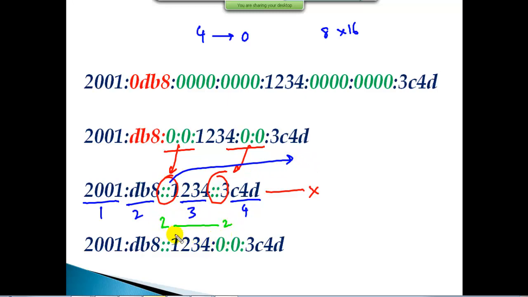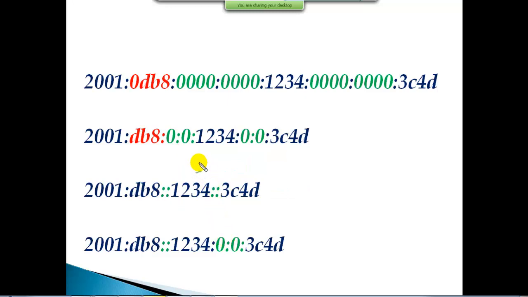Now the device may assume that there are 2 0 portions here or 2 0 portions here, or the device may assume that there is 1 0 portion here or 3 0 portions here, or the device may assume that there are 3 0 portions on one side and 1 0 portion on the other side. So it is going to create confusion in our mind as well as the device's. So that's the reason, if you come across a scenario where you need to use a double colon on both sides, in that case you are only allowed to use a double colon in any one of the places, whereas in the other place we just write it as 0:0.